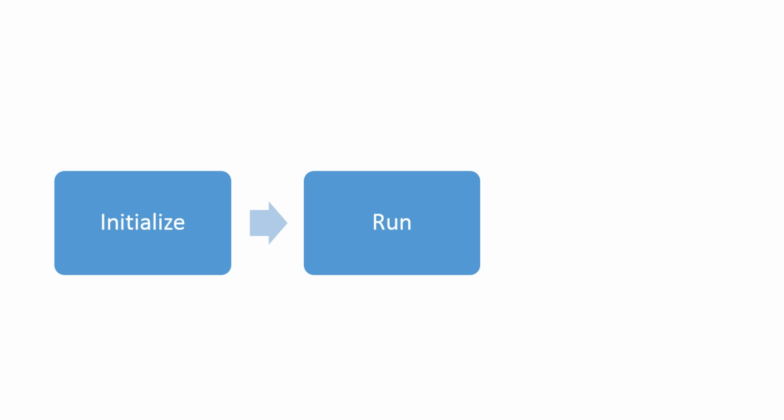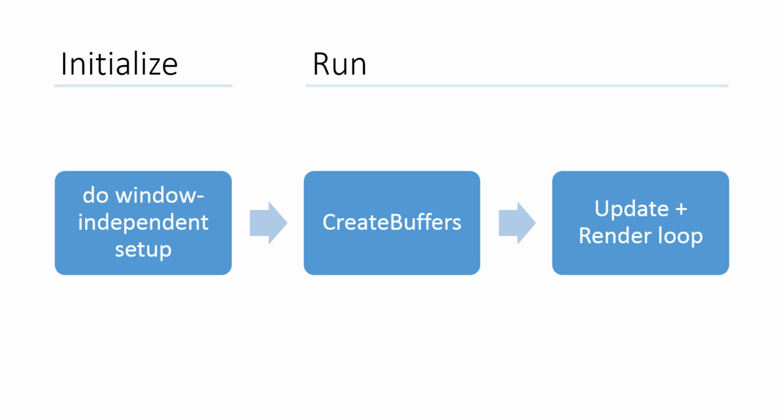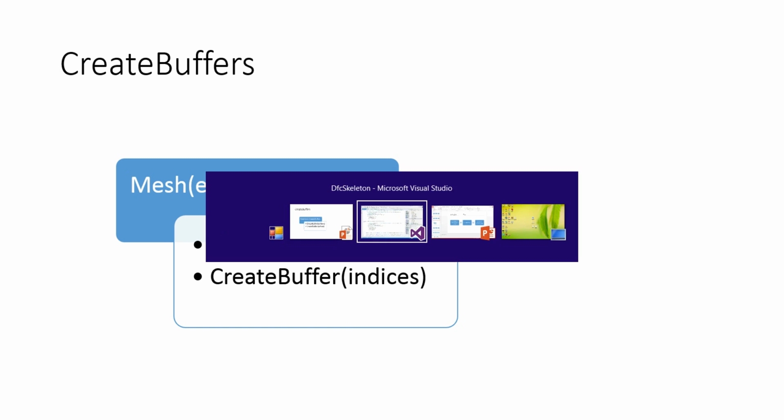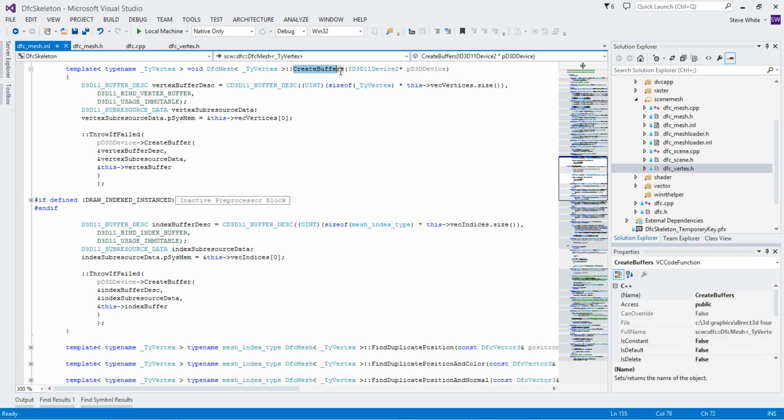In this video we'll start to take a look at the code in the run stage. So we start with create buffers. We're just going to create the vertex and the index buffer in this video. So here's the create buffers function, and it's a member of the mesh type.